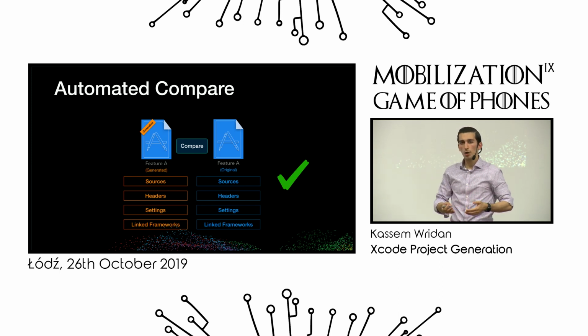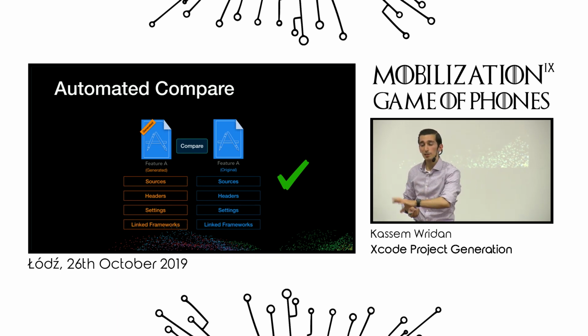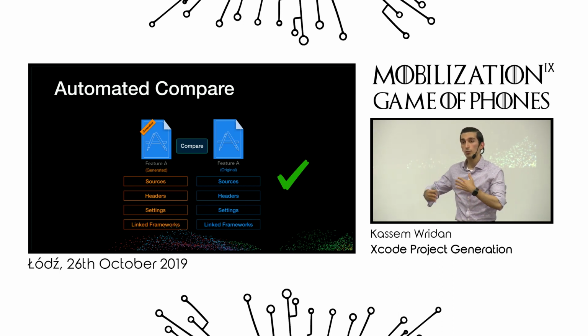And you might be wondering, why do you need to write a tool? Can't you just do a git diff? If you remember from earlier, the PBX project file has a lot of these IDs, and every time you move files around, these IDs might differ. And for example, the order might differ as well. As such, you cannot do an identity check. You have to do a semantic check.